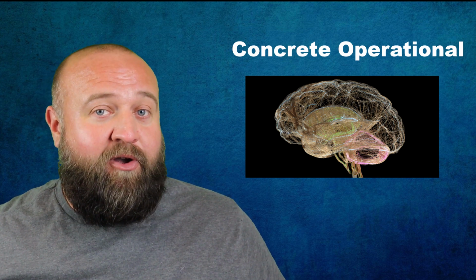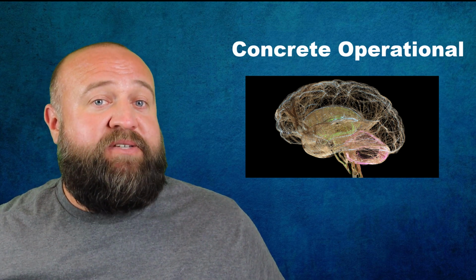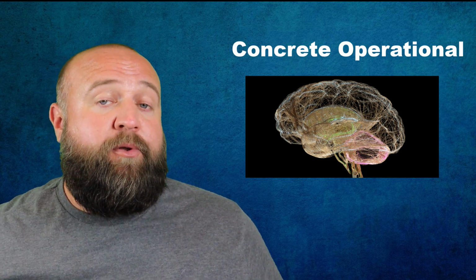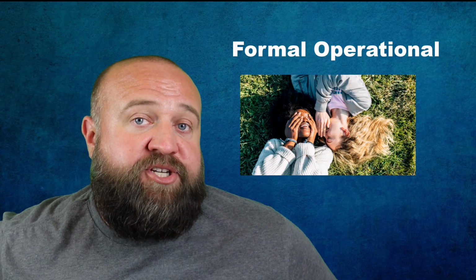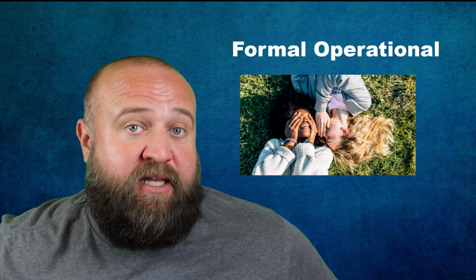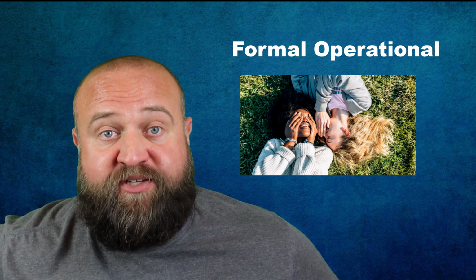As we continue to grow and develop, we enter Piaget's final stage, the formal operational stage. This is the stage from about 11 years of age on where we're now able to think and reason more about highly advanced things like morality, ethics, abstract concepts, and hypothetical situations. According to Piaget, this is where the story ends, with the formal operational stage.